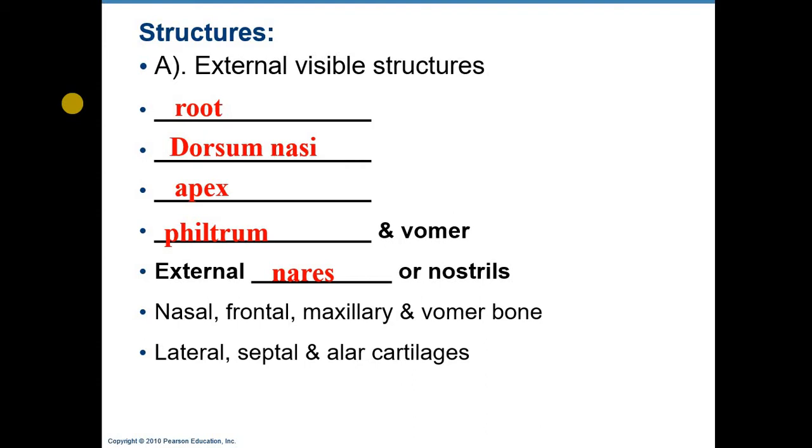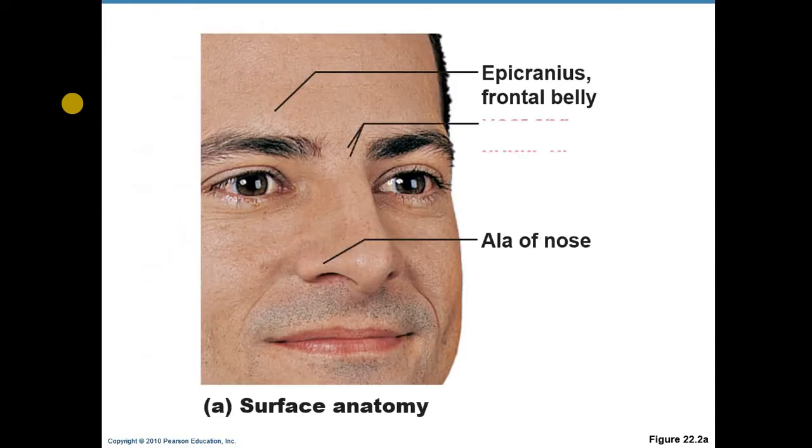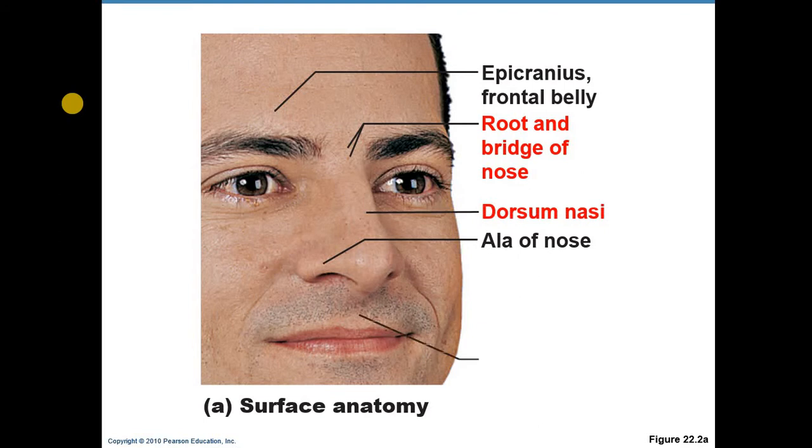Also, you have the nasal, frontal, maxillary, and vomer bone, which were all a part of A&P1, and the lateral, septal, and alar cartilages that are also a part of it. All of these structures you can see on this picture here. This picture is simply a picture from the book, and you can locate all of the areas that I just clicked on. These are just the external structures, like I said, that you see on the outside that are part of that respiratory system.